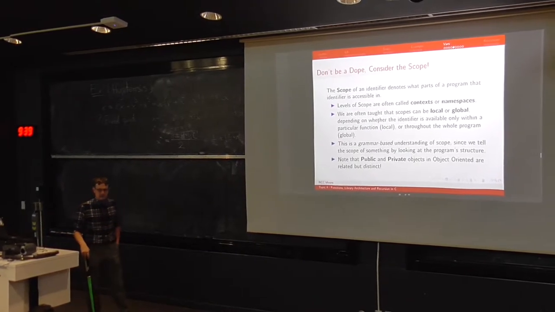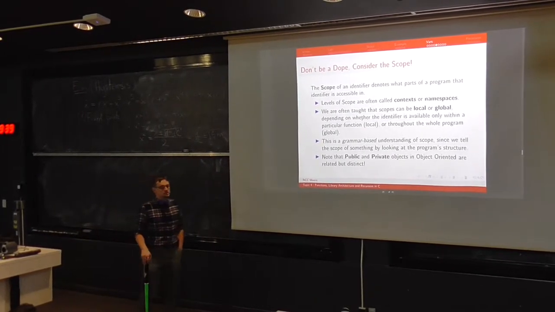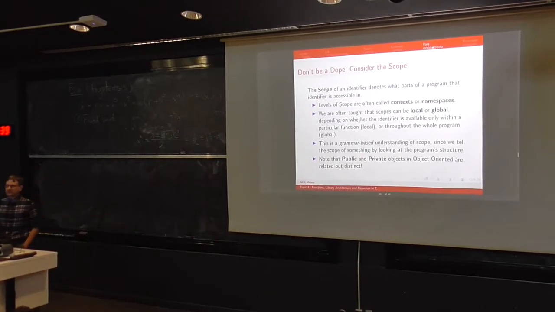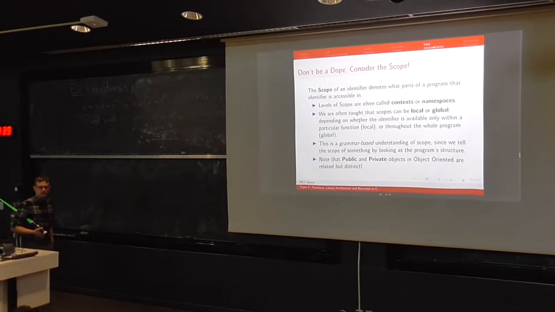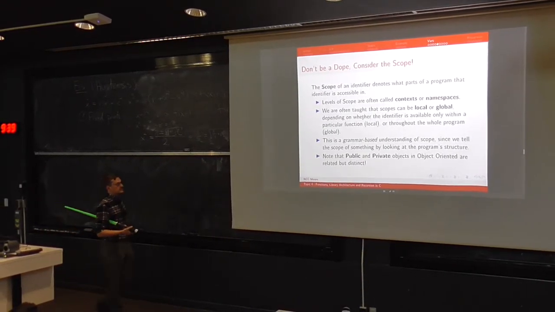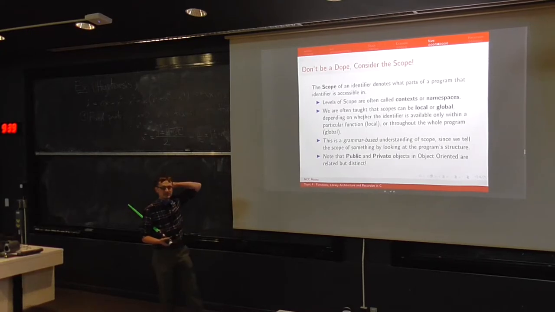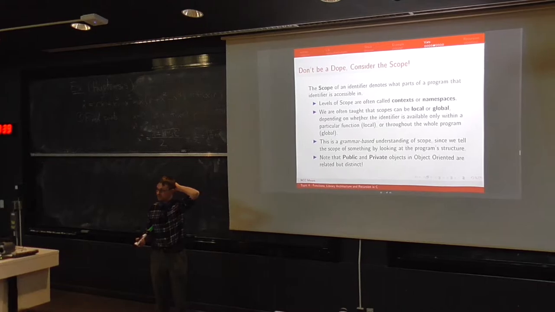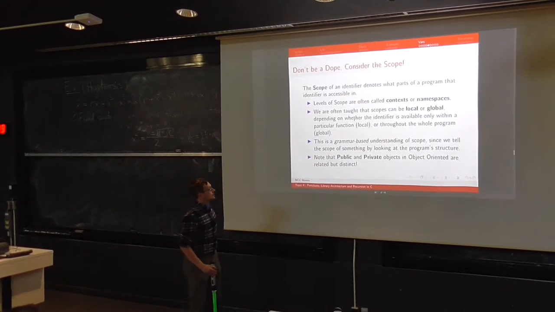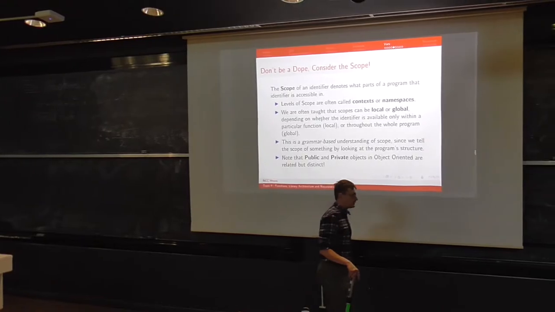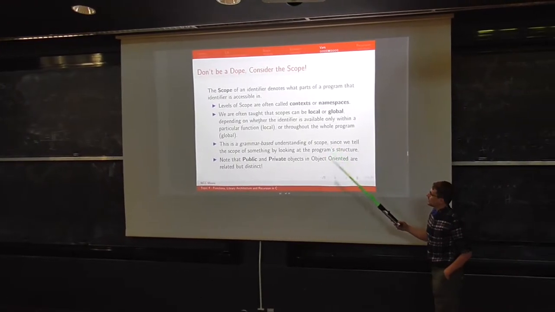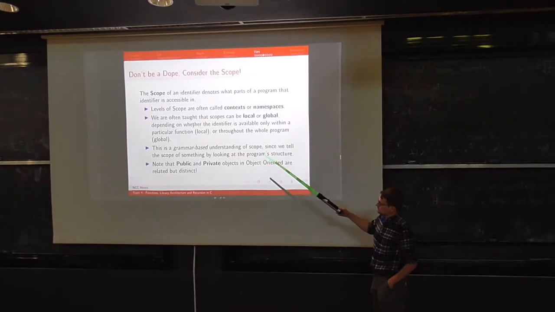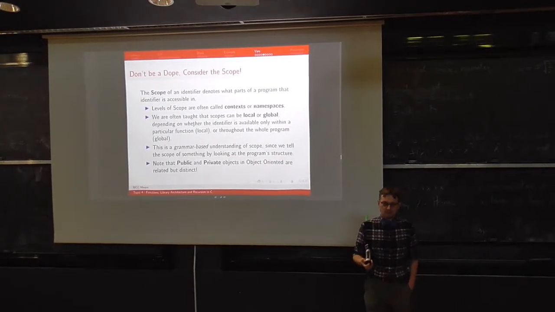So let's talk about variable scope. The scope of an identifier denotes what parts of a program that identifier is accessible in. Levels of scope are often called either contexts or namespaces. Namespaces is actually borrowed from C++ terminology. We are often taught that scopes can be local or global, depending on whether the identifier is available only when written within a particular function, local, or throughout the whole program, global.